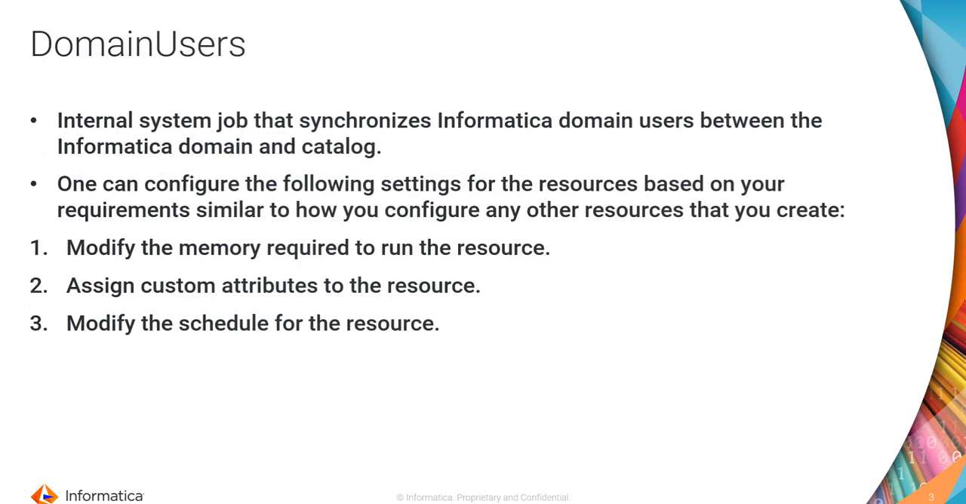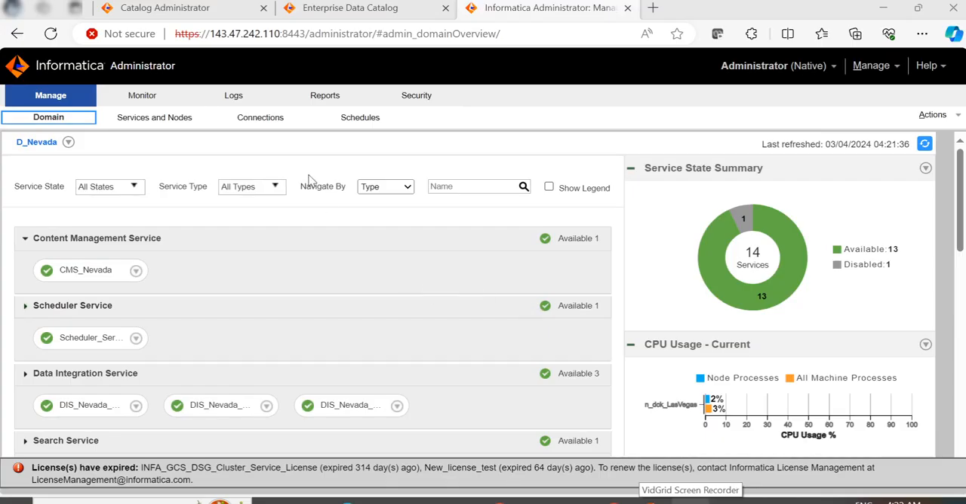So let's talk about domain users. What is domain users? It is an internal system resource that synchronizes Informatica domain users between the Informatica domain and data catalog. One can configure some settings of the resource based on the requirements, as with any resources that you create. Below are those: modify the memory required to run the resource, assign custom attributes to the resource, and modify the schedule for the resource. So let's move into the demo part of the same.